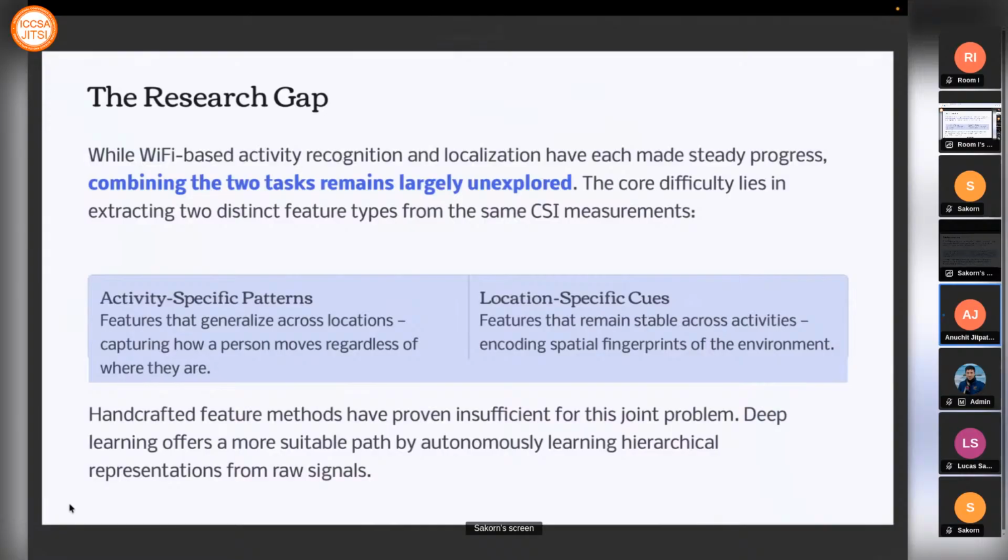While Wi-Fi based activity recognition and Wi-Fi based localization have each progressed well on their own, combining the two tasks remains largely unexplored. The core challenge is that we need to extract two different types of features from the same CSI measurement: activity-specific patterns that generalize across locations, and location-specific cues that stay stable across different activities. Handcrafted features have proven insufficient for this joint problem, which is why we turn to deep learning. It can autonomously learn hierarchical representations directly from raw signals.